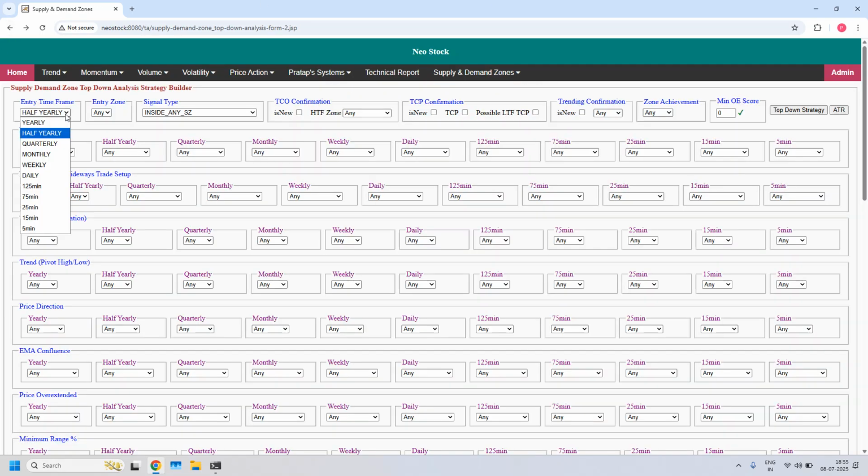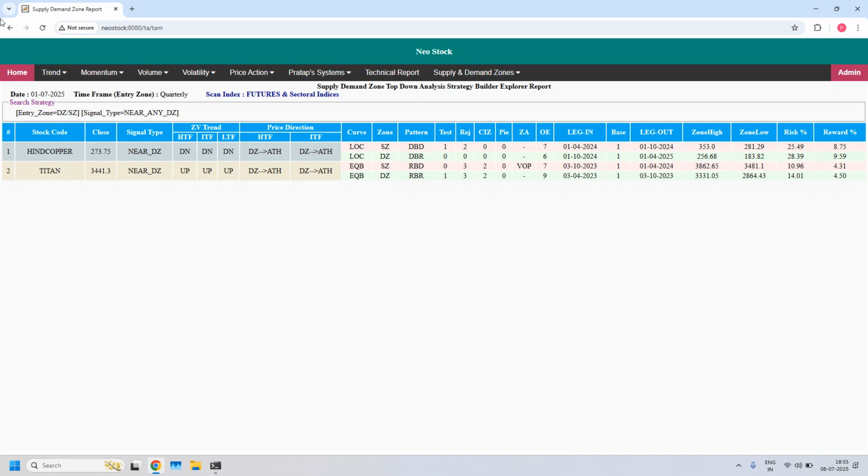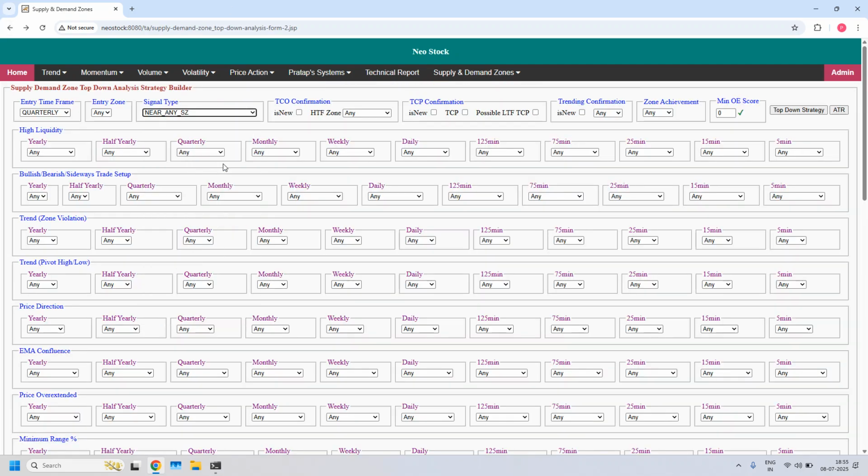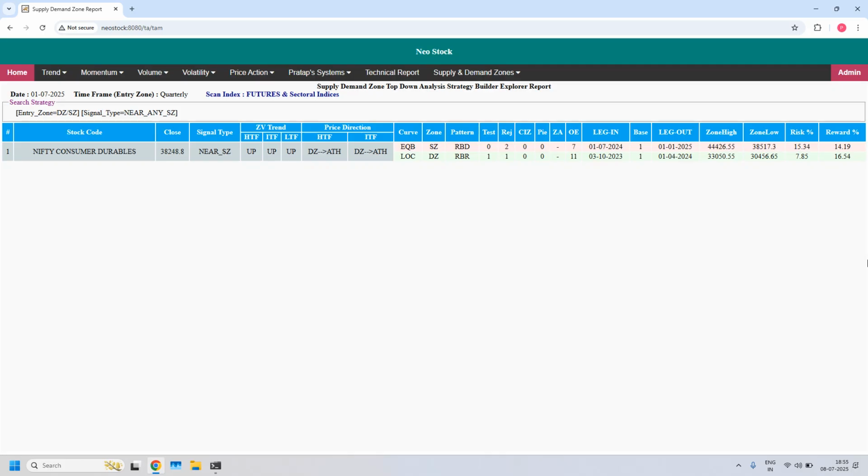Next time frame is quarterly. Stocks near quarterly demand zone. We got 2 stocks. Stocks near to the quarterly supply zone. We got 1 stock.